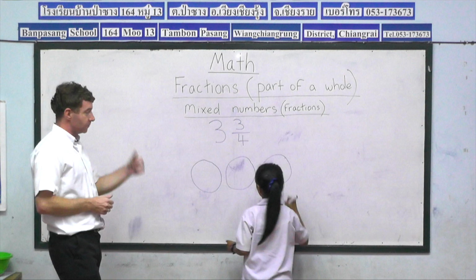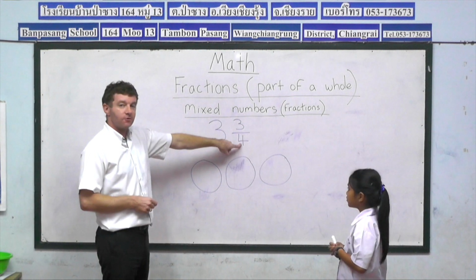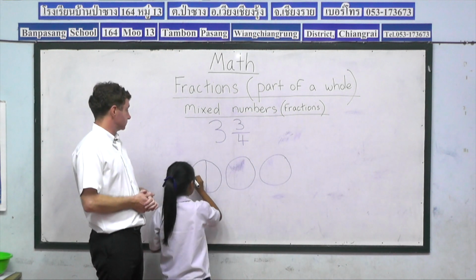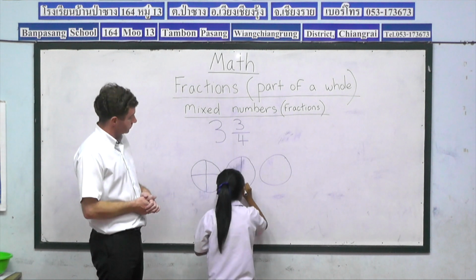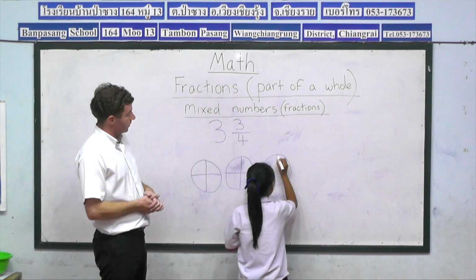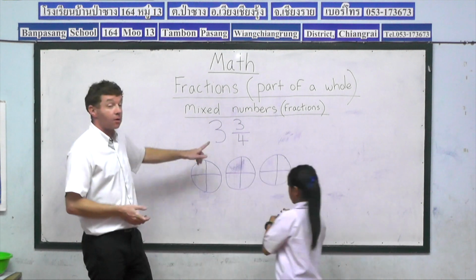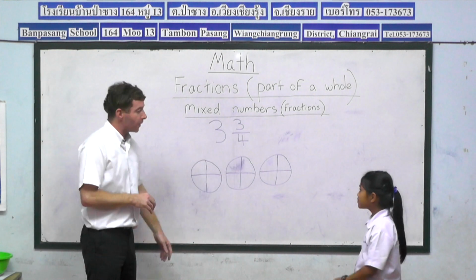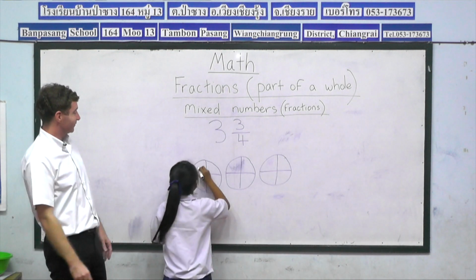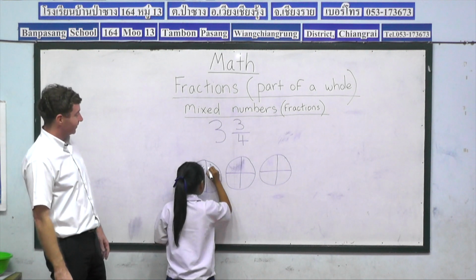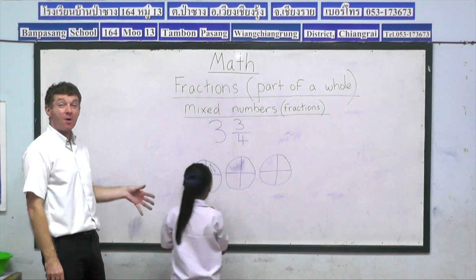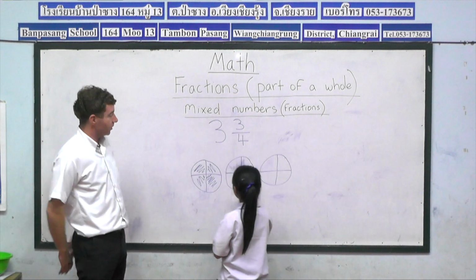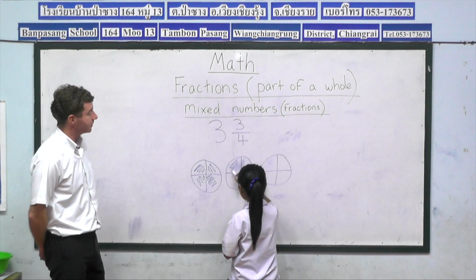1 2 3. Excellent, Pak Bung. How many parts to each circle? 4. So we can cut each circle into 4 parts. Excellent, Pak Bung. And if they're whole, we know we can colour in every part. So Pak Bung, don't worry, just colour them in slightly so as not to spend too much time. Just to show every part coloured in means it's whole. And this one too. Because we need 3 whole circles first. Yes, every single one.